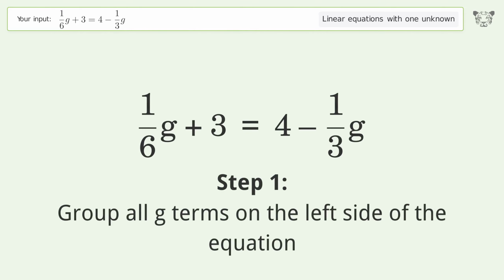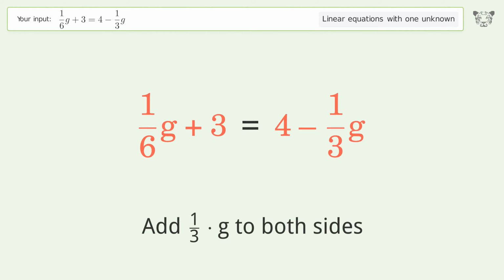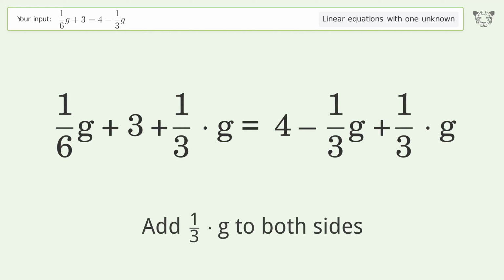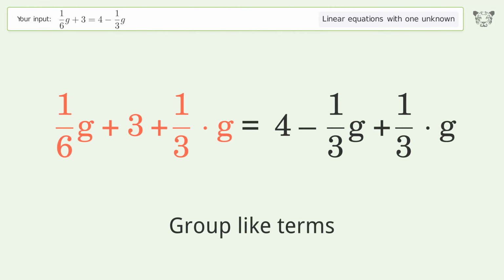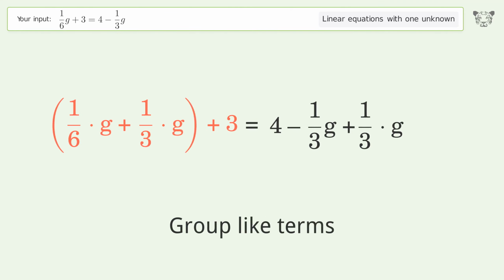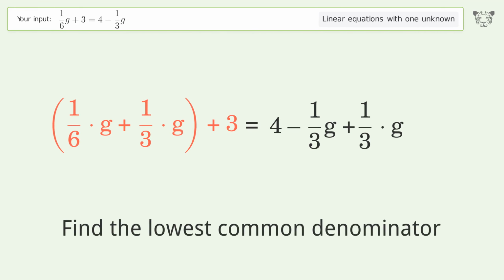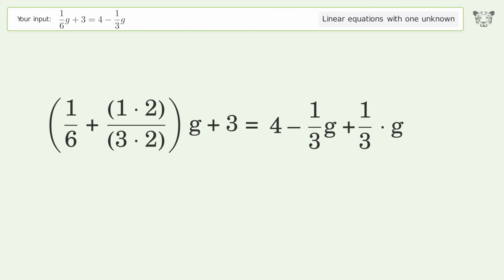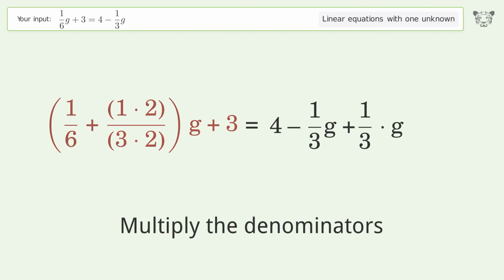Group all g terms on the left side of the equation. Add 1/3 to both sides. Group like terms. Find the lowest common denominator. Multiply the denominators.